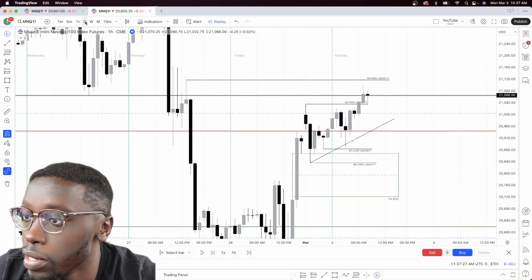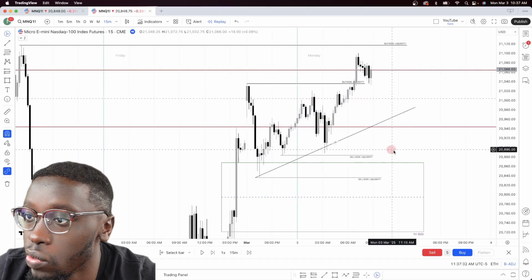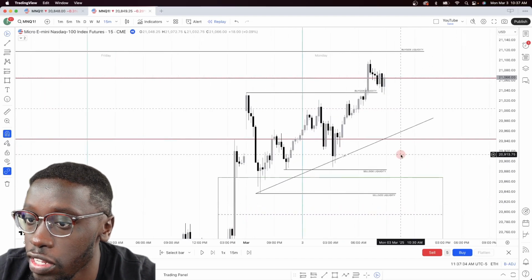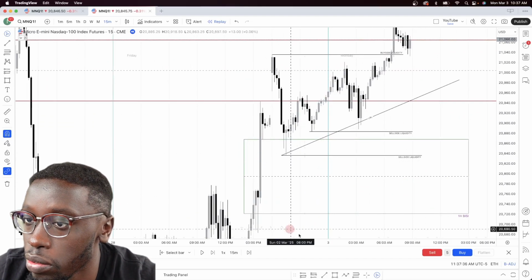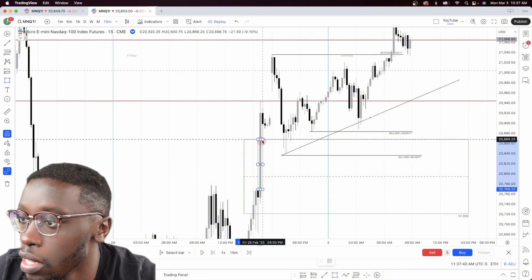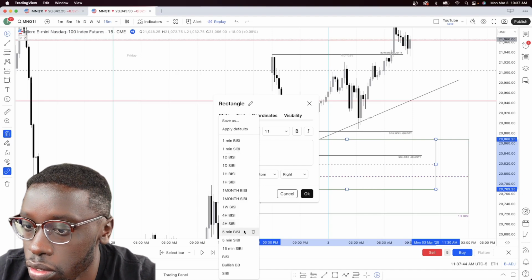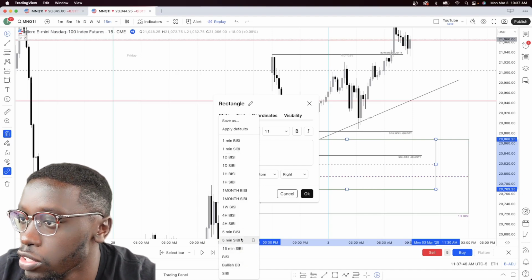So if we look at the 15-minute really quick, noting any potential imbalances here as well, you can see that we had this 15-minute BISI here too. That was something important to note. A 15-minute BISI inside of a 1 hour BISI, right? So go ahead and mark that, or I'll just leave that.